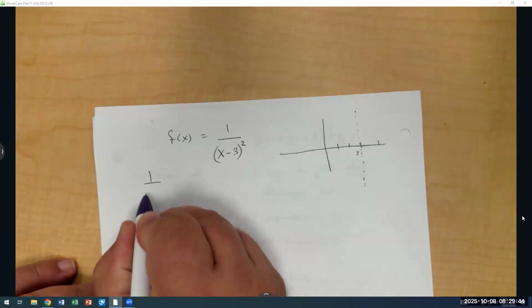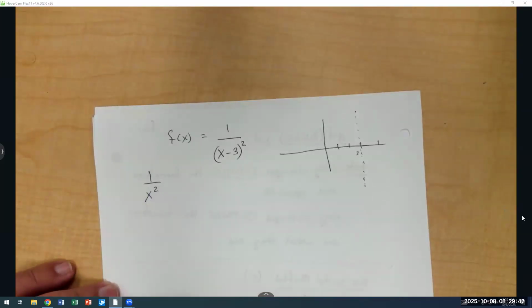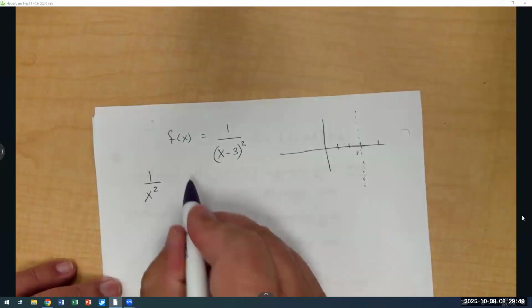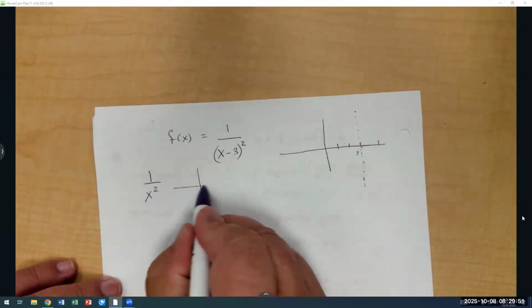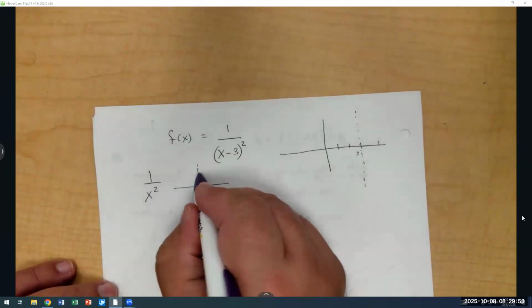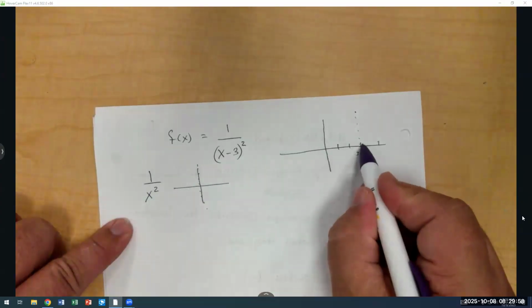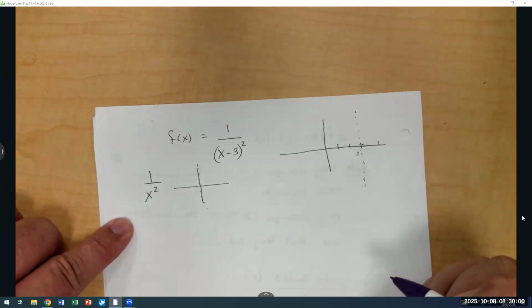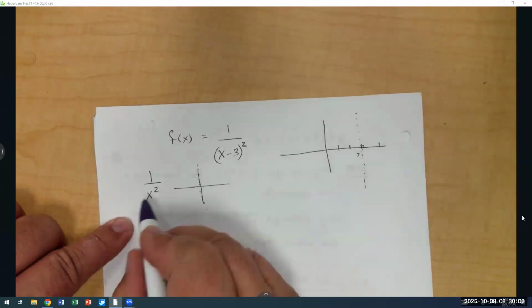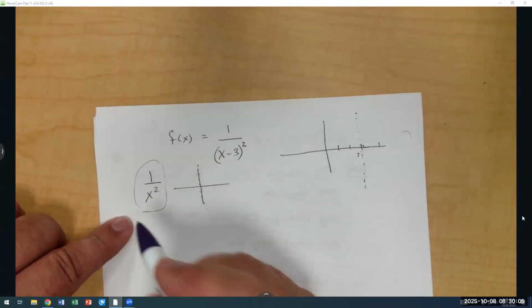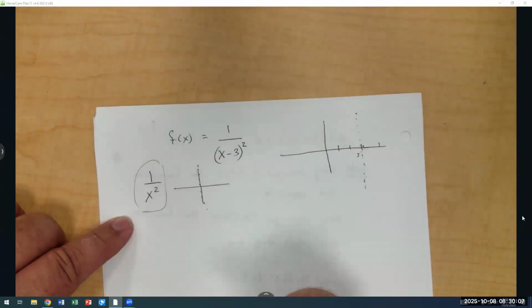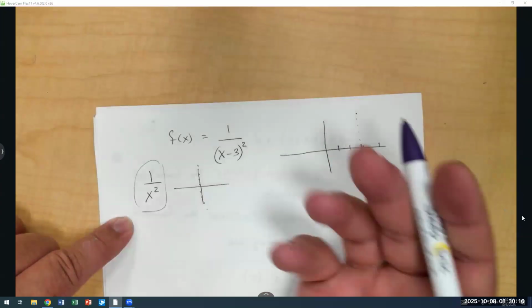Originally, the graph would look like this. X cannot be what number? 0. So it can't be here. All we did here was move it to the right 3 spaces. So what's the graph? Can this number ever be negative? Why not? Get used to it. I'm always going to ask you why.